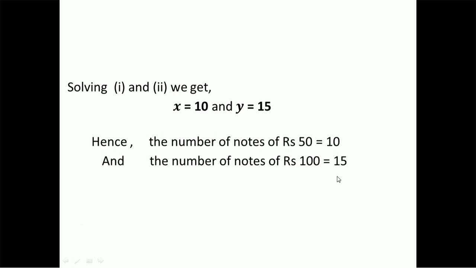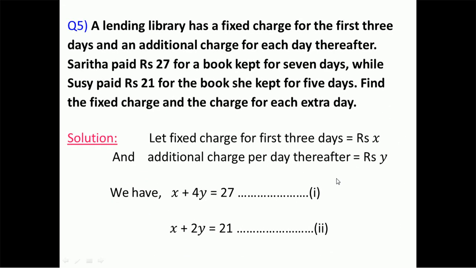Next problem now. A lending library has a fixed charge for the first 3 days and additional charge for each day thereafter. Sarita paid rupees 27 for a book kept for 7 days, while Susie paid rupees 21 for the book she kept for 5 days. Find the fixed charge and the charge for each extra day. So we don't know what the fixed charge is and what the charge per day is. So there is one fixed charge and charges per day.